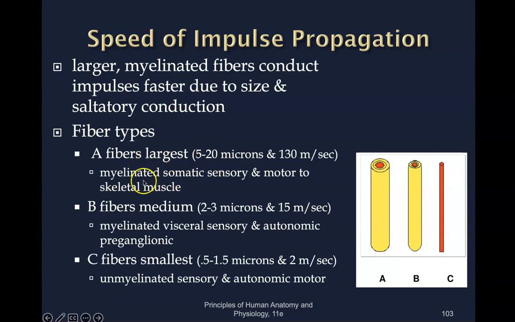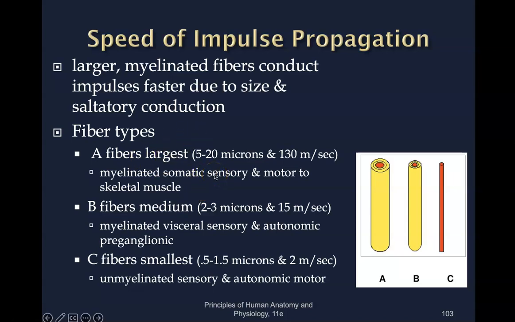So this is your myelinated somatic sensory. These are your body sensory fibers that are bringing information like touch information back from your skin, and also your motor fibers to your skeletal muscle. So that makes sense, right? Because this is what allows you to do such fast, fine motor skills. Very quickly, this information is being sent back.